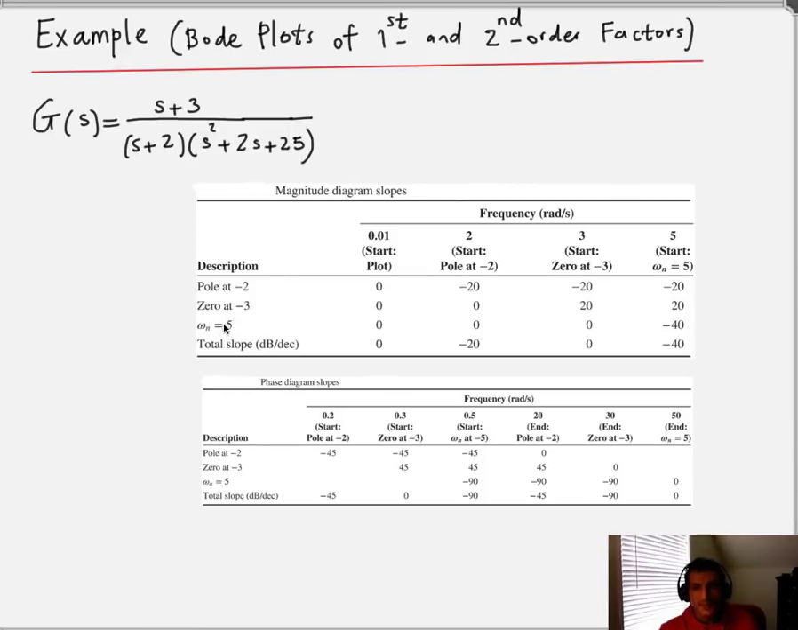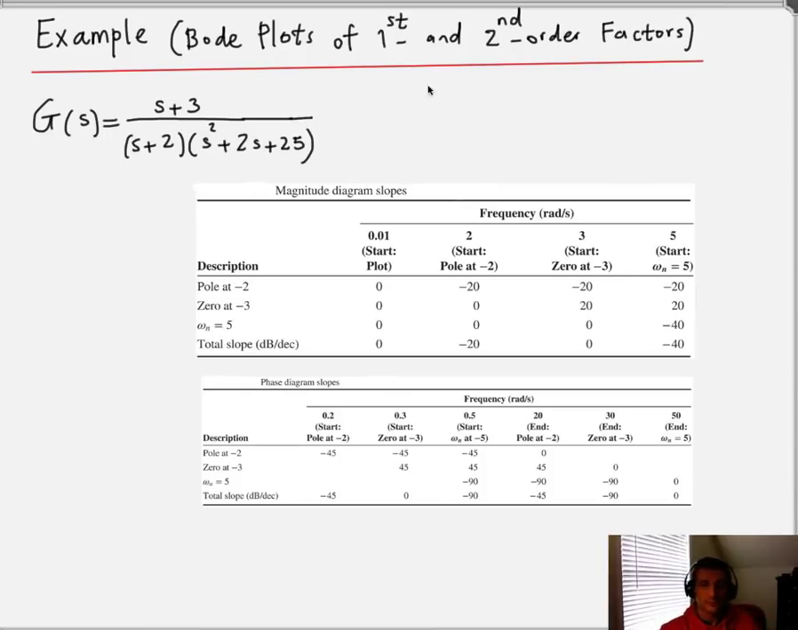So you see that for the pole at -2, it starts flat up to 2 radian per second. And since it's a pole, after that it's just going to continuously decrease at the slope of negative 20 dB per decade. For the zero, initially it's flat up to your break frequency, which is 3, and then after that it's just going to go up at the slope of positive 20 dB.